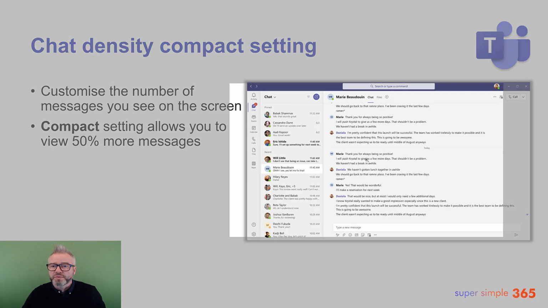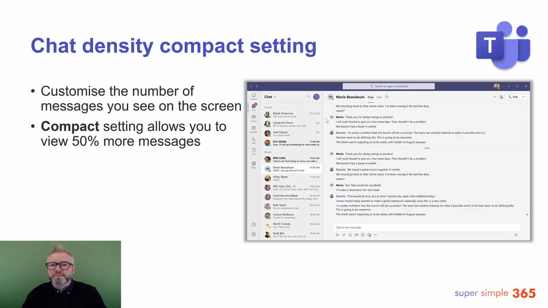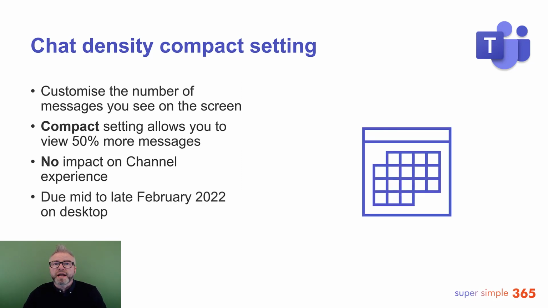If we zoom into this as well, you can see here a couple of things. You don't have the white boxes around the text. Also, previously you'd have the name and you'd have the timestamp, and below there you would see the message. But you can see here, look at this message from Marie. Her message starts right at the top, and there isn't that timestamp and there isn't that white box around it. So it's a much better use of space. There's no impact on the channel experience, it's just for chat at the moment. And this is due mid to late February this year, and initially just on the desktop version of Teams.